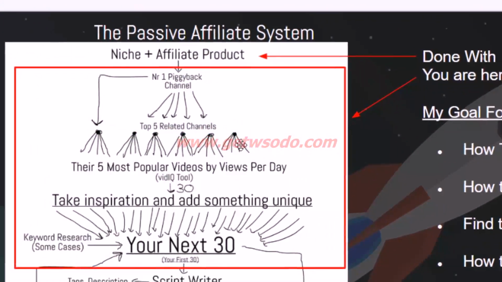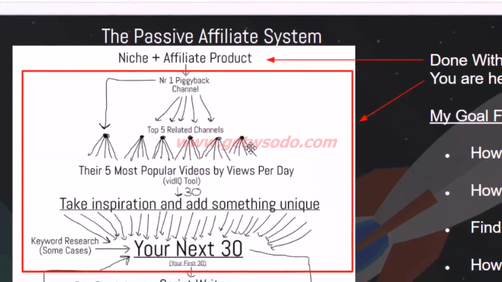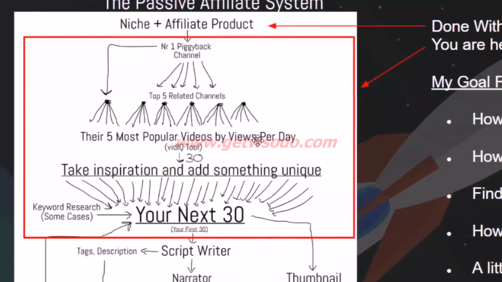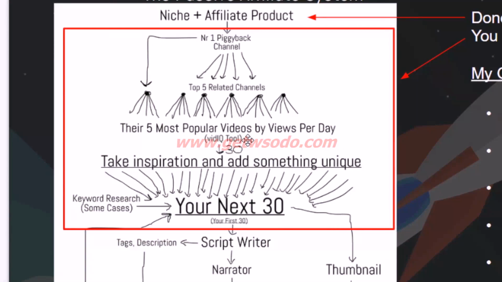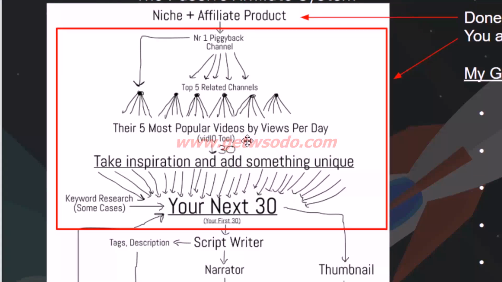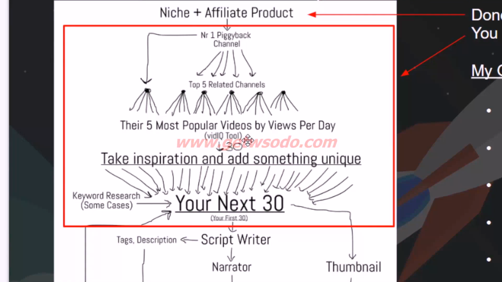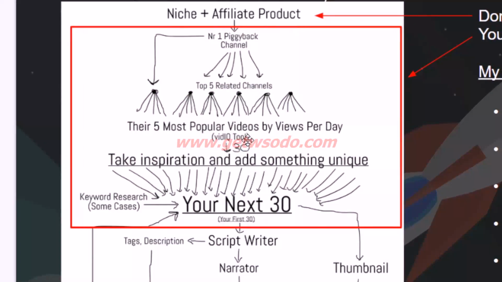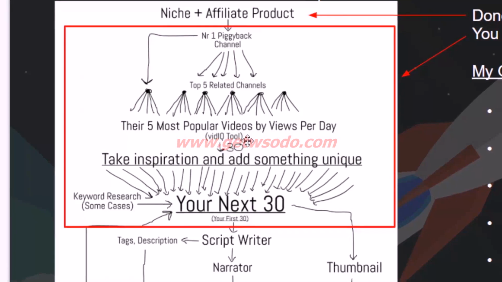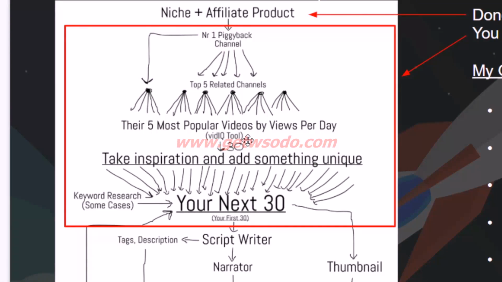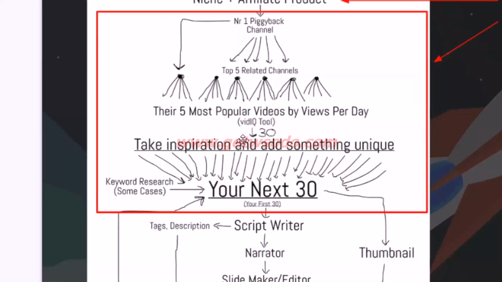And out of those channels, you're gonna look at their 5 most popular videos by views per day. So you can use the vidIQ tool to actually show that. I'm gonna show you a different way to find their most popular videos by views per day right now, and how to actually go about that without the vidIQ tool as well. Because I made this a year ago, and since I'm updating this now, the vidIQ tool has become a little bit bad. So I don't really like it that much anymore.